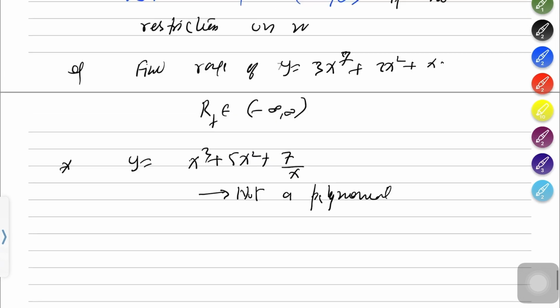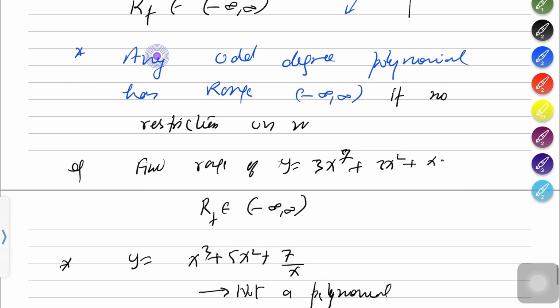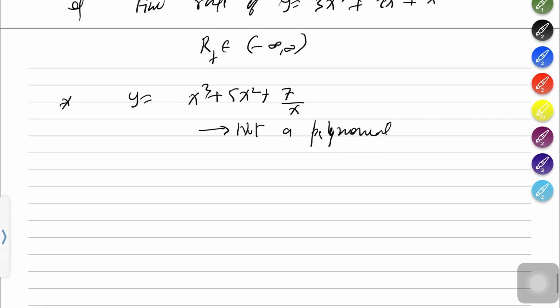Since this is not a polynomial, we can't have such a general argument. We can't say that it's an odd degree polynomial. No, it's not an odd degree polynomial. In fact, it is not a polynomial. Since it is not a polynomial, we are not able to say what the range is. Then we need further analysis, but we can't say that the range is minus infinity to plus infinity.